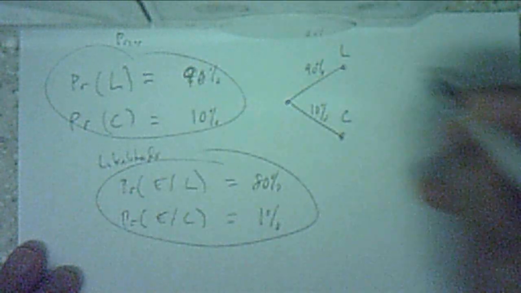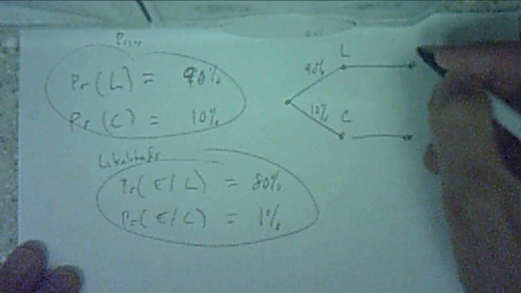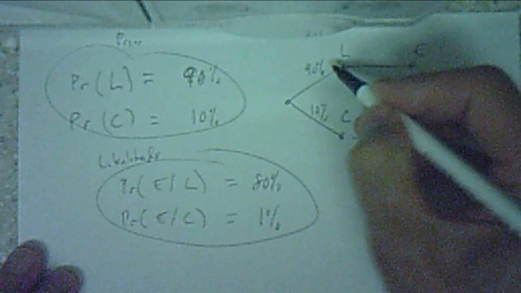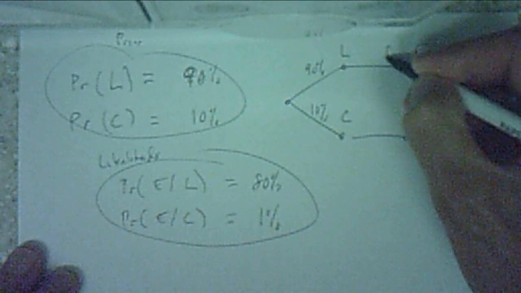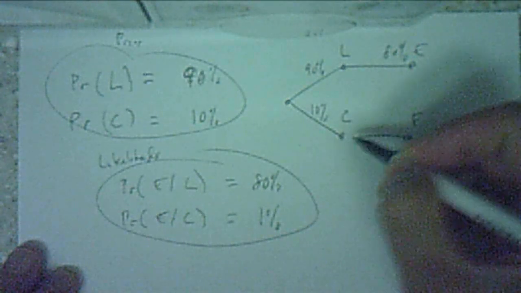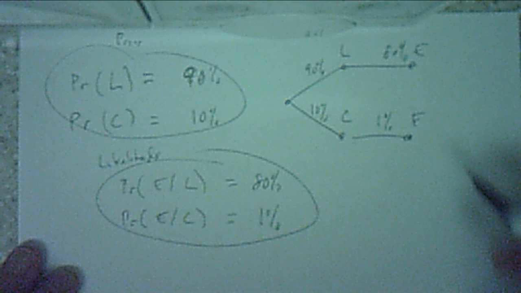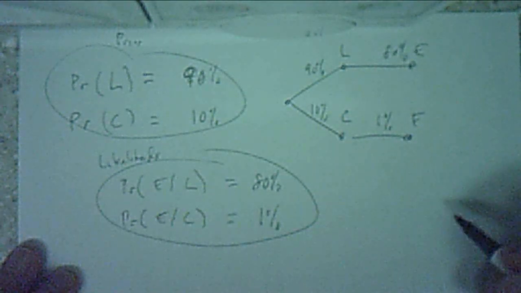Okay, and when you diagram it, this is E and E. One is basically saying, given L, what is E? 80%. Given C, what is E? 1%. The diagram here reflects what information you're given. That's why the diagrams are so important.